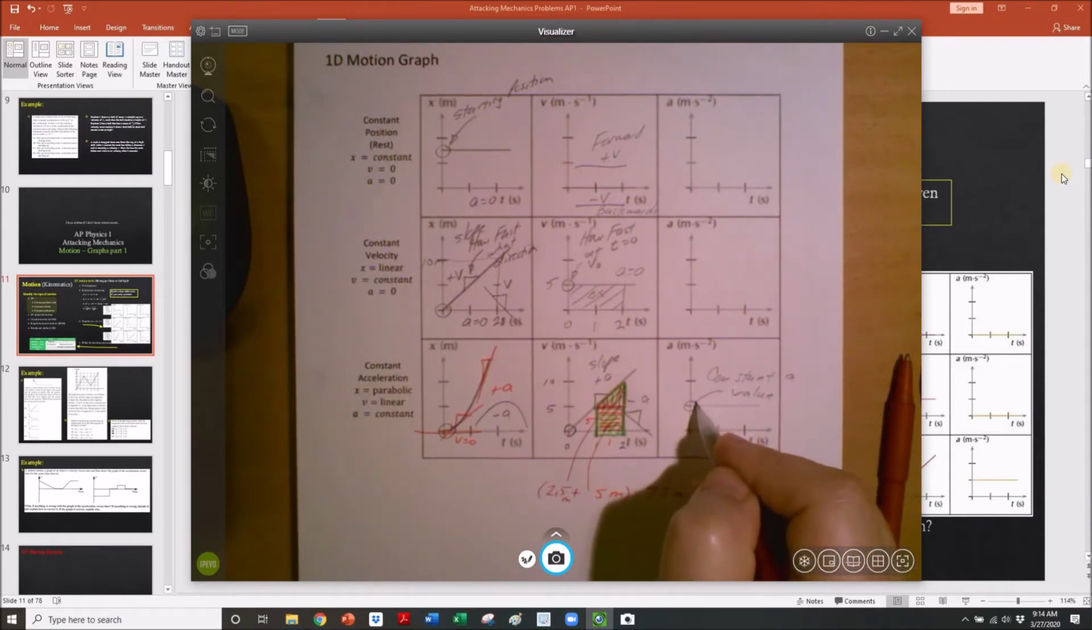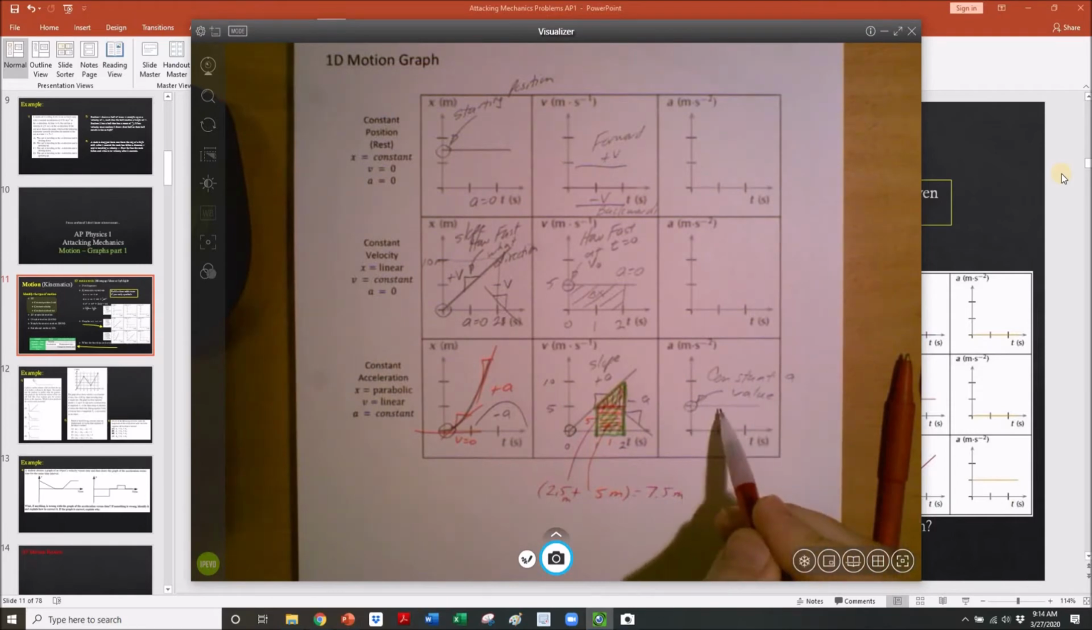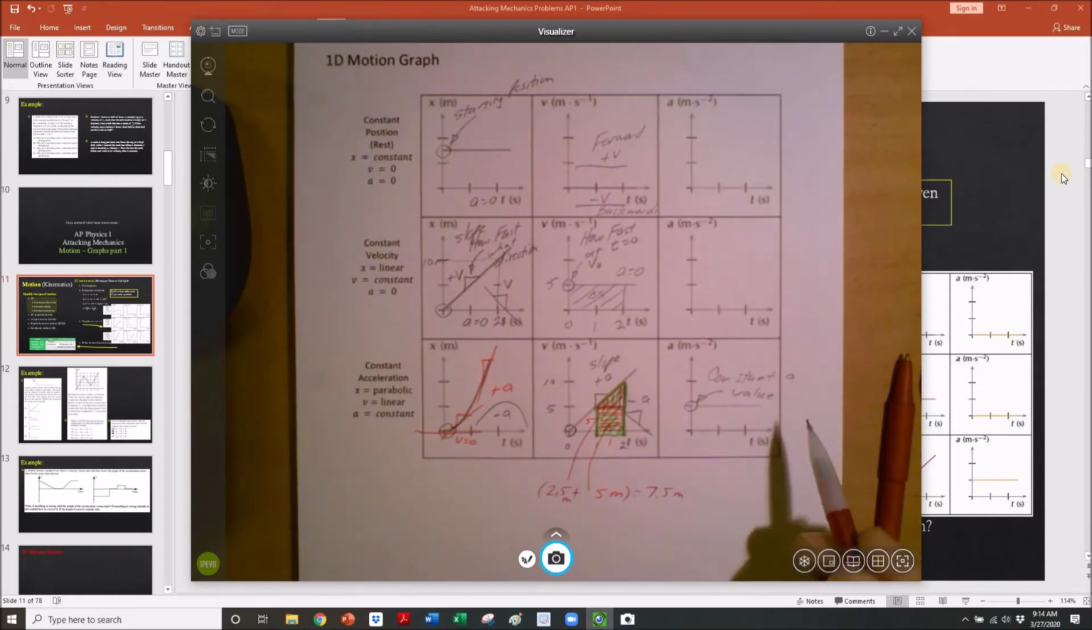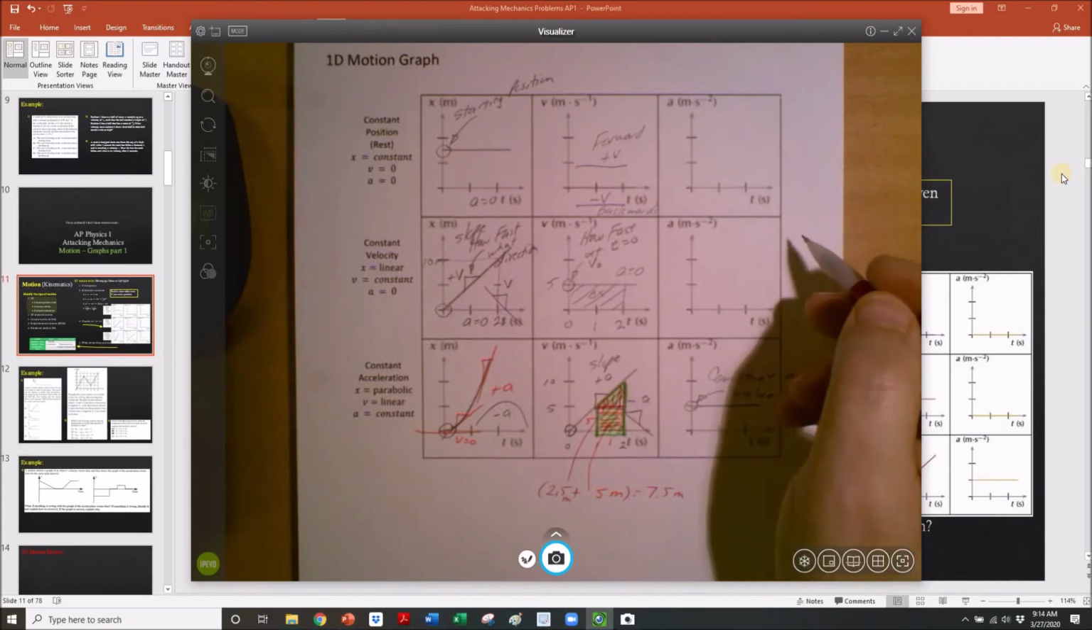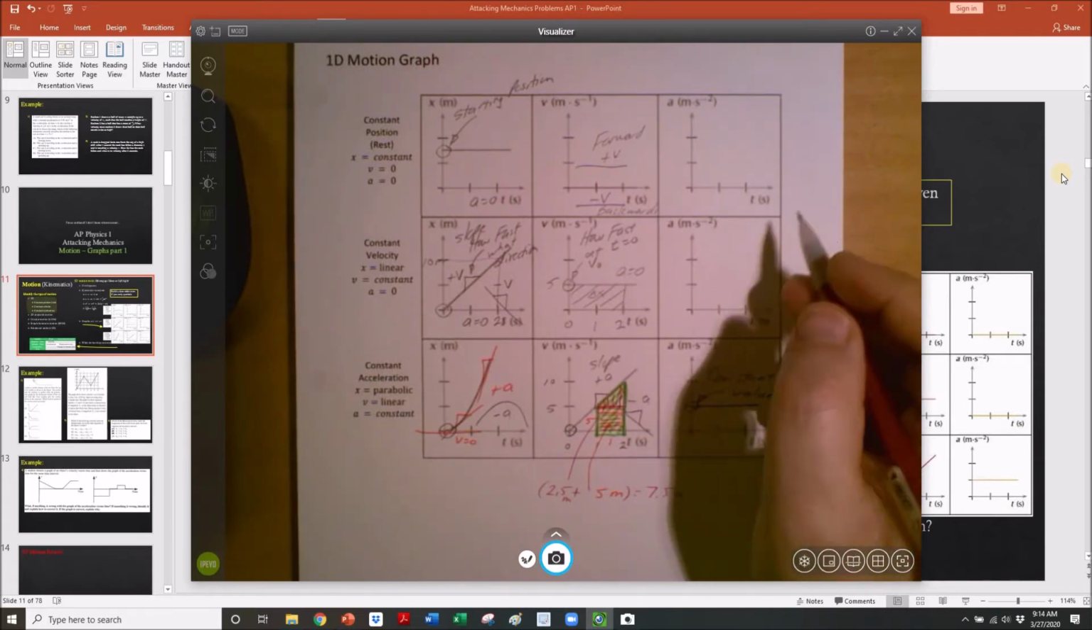Okay, right there. That's our constant acceleration value. And since it's constant, you could read it off anywhere here. It doesn't matter. And the fact that it's flat tells us that the acceleration is constant. Now, on the AP test, we're likely to see graphs that will do something like this.